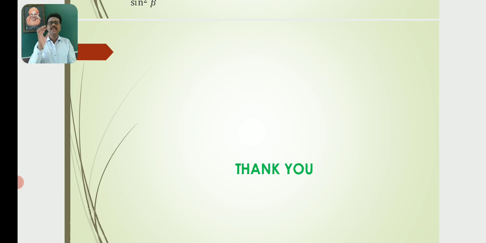So in this class we have discussed what a grating is, how a grating can be manufactured, the construction of the grating, the working of the grating, the theory of the grating, the expression for intensity in the case of a diffraction grating, and the factors on which the intensity depends, and so on.